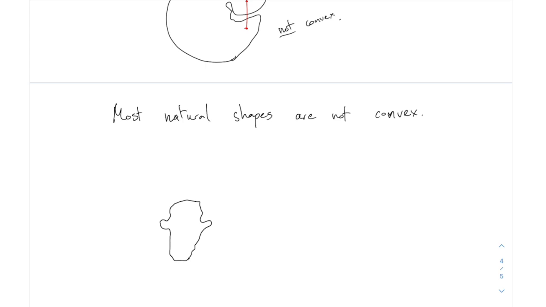Most natural shapes are not convex. We can always, and here's the important thing about the convex hull, I will say this, something like box in or fill in a shape to make it convex.